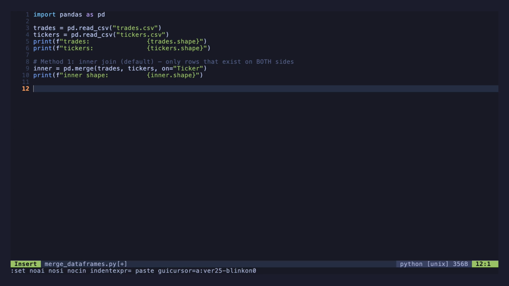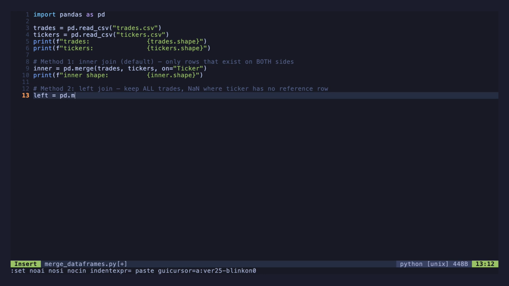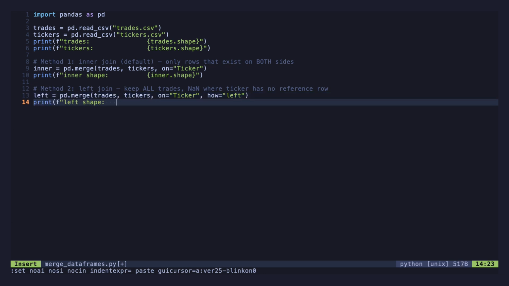Method 2. Left join. Pass how equals left. Every trade survives, even if no ticker reference exists. The reference columns come back as NaN where there's no match.